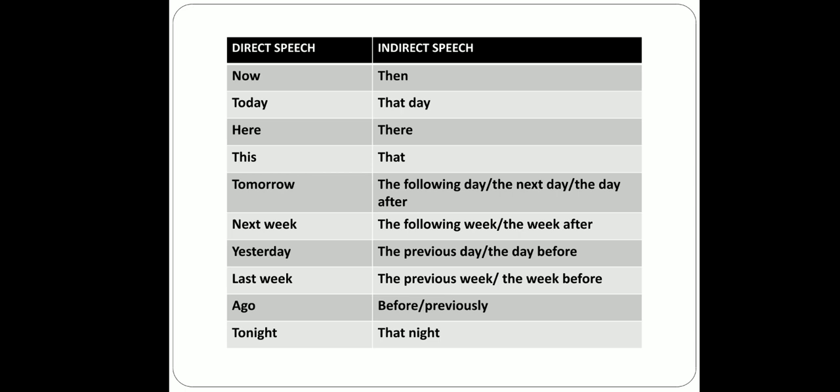Some words are there. These words change, we will get some minor changes in these particular words. Okay, direct speech and indirect speech. Again, there are two columns. Okay, I'll read it out. Now, the word now changes to then. Today changes to that day. Here changes to there. This changes to that. Tomorrow changes to the following day or the next day or the day after.